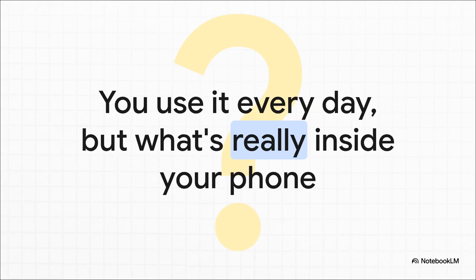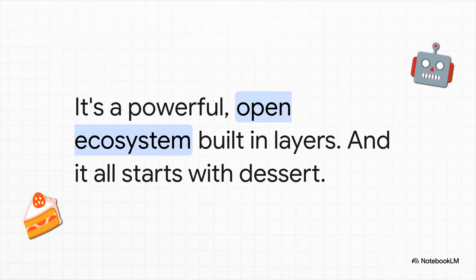But underneath that smooth glass screen, there is a whole universe of code, rules, and messages flying back and forth to make it all happen. So today, we're going to pull back the curtain and take a look. To really get Android, you have to think about it in layers, kind of like a digital layer cake. It's a massive, open ecosystem, and that open part is absolutely key. And for a long time, every new version came with a delicious dessert code name. So let's grab a fork and dig in.